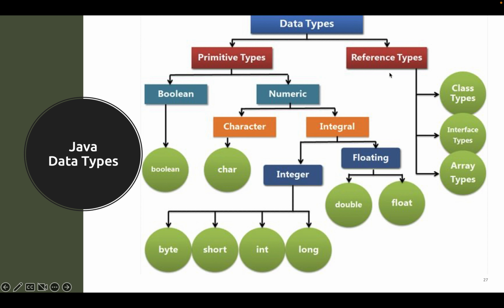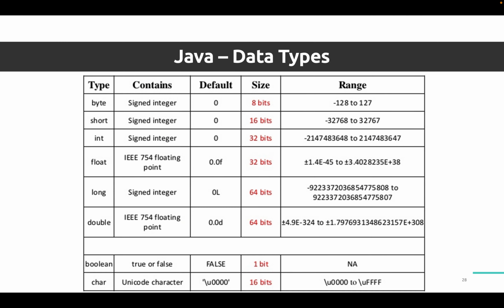The reference type includes additional types that were not part of the primitive types. So if we create our own data type, that is going to be part of the reference type. So it includes class types, interface types, and array types. We will look into that in later lectures.